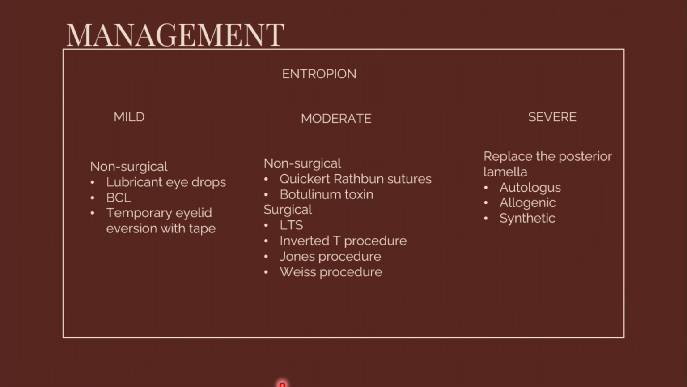Severe entropion is going to require replacement of the posterior lamella. You can take autologous tissue for it, allogenic tissue for it, or synthetic. Synthetic is, we don't use it. Autologous tissue, we can use conjunctiva or the tarsus of the other eye, and allogenic, we have grafts like we can use a mucous membrane graft or an amniotic membrane.